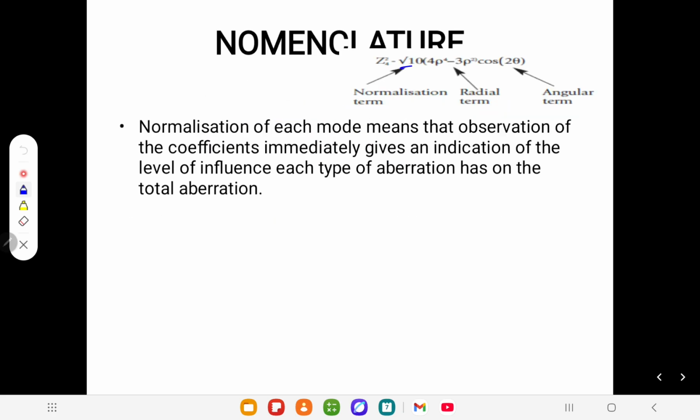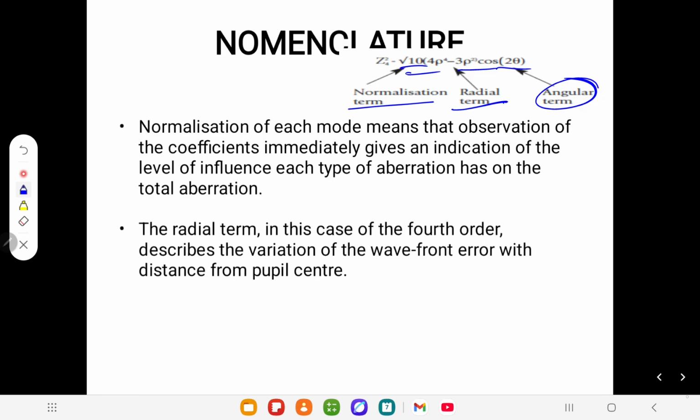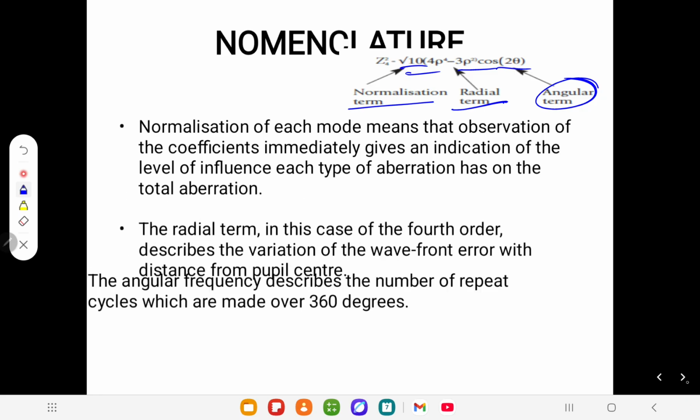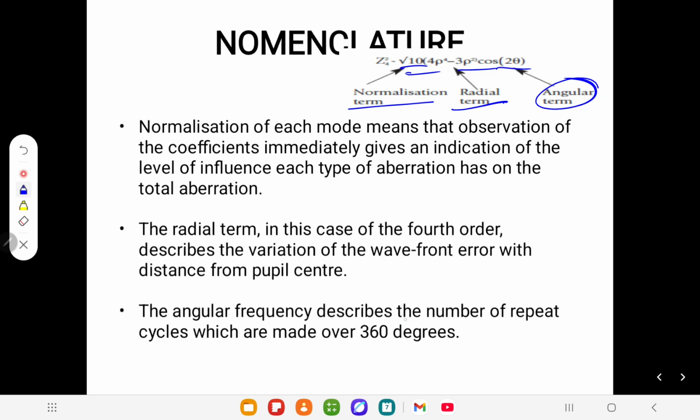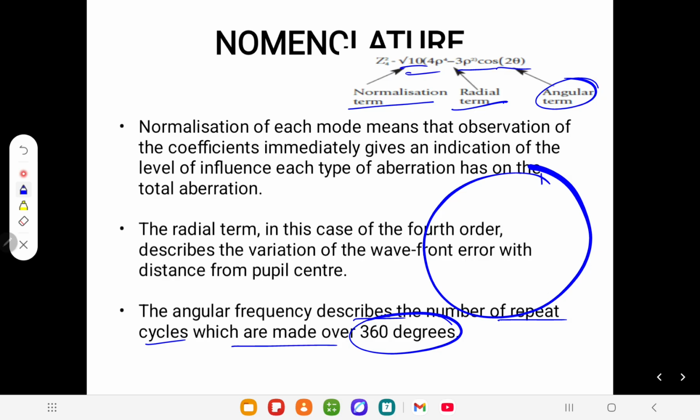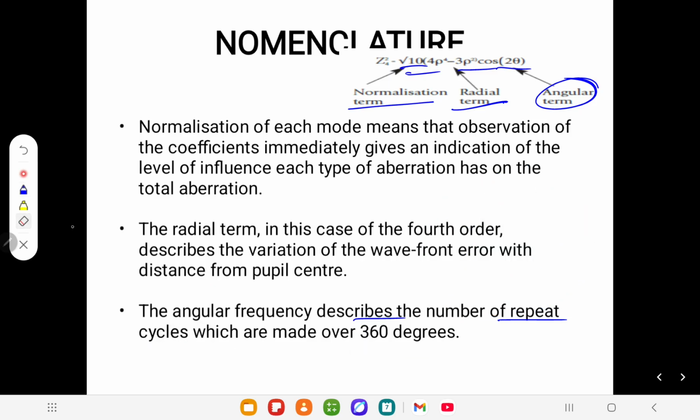So nomenclature, there are a lot of things: normalized term, radial term, and angular term. There is a lot that happens here mathematically, which is quite complicated, so I don't want to go there. Angular frequency describes the number of repeated cycles made over 360 degrees. In one circle, how many times is that pattern repeated? That is m actually. N means radial order.